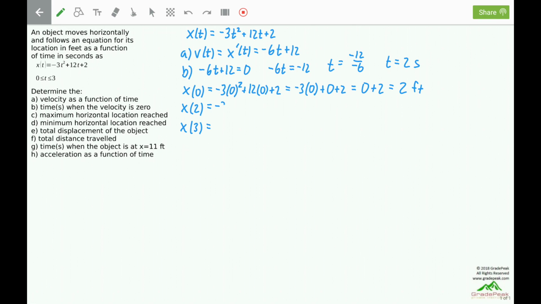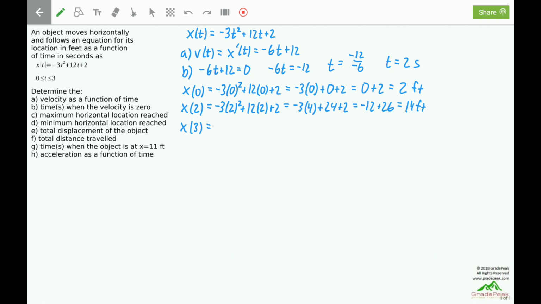Now, at a time of 2, the time when the velocity is 0, which will be a turnaround time, negative 3 times 2 squared plus 12 times 2 plus 2 equals: negative 3 times 2 squared is a 4, plus 12 times 2, which is 24, plus 2. Negative 3 times 4 is negative 12, plus 24 plus 2 is 26. Negative 12 plus 26 is 14 feet.